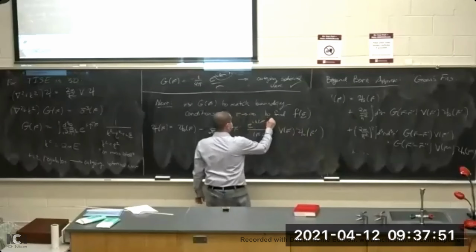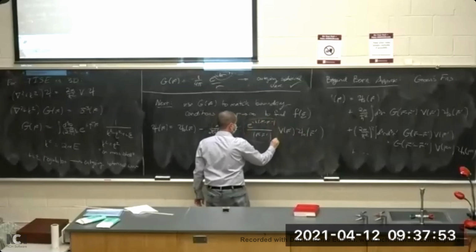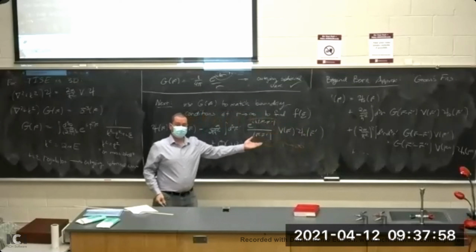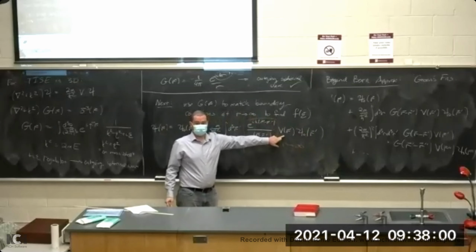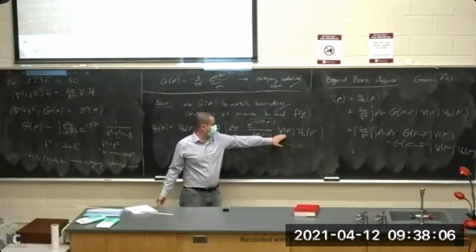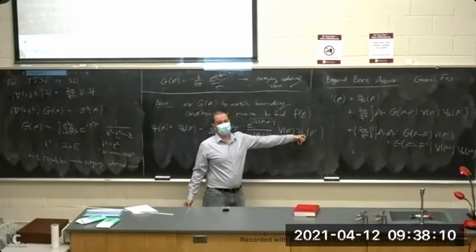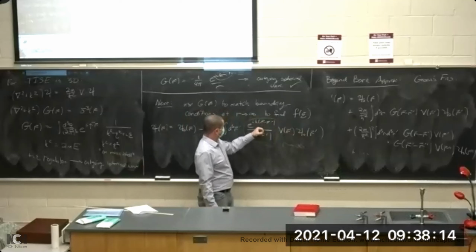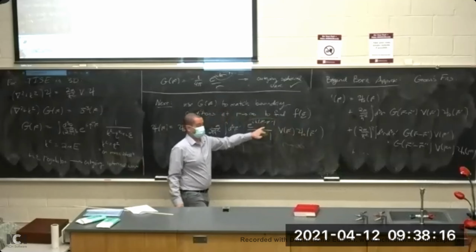So I need to examine what happens to the Green's function here as r goes to infinity. Now, not r prime. R prime is some point where there's a potential. If the potential is localized, if it doesn't have infinite range, then this is sitting somewhere close to the origin. So r prime is not necessarily going to infinity, but r is. So I want to expand this for the limit when r is much greater than r prime.